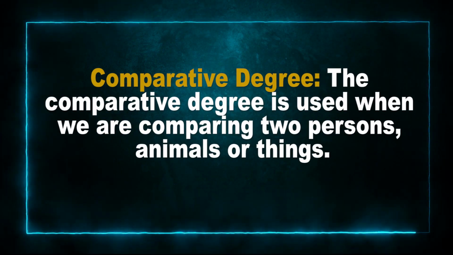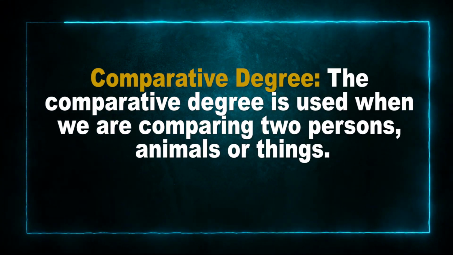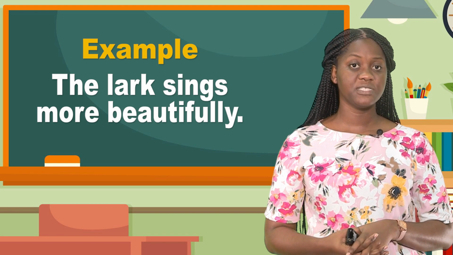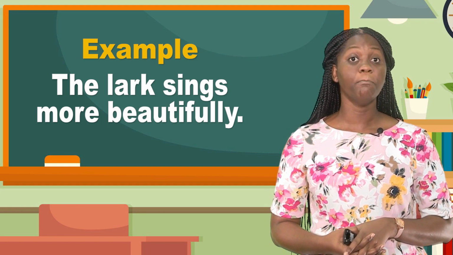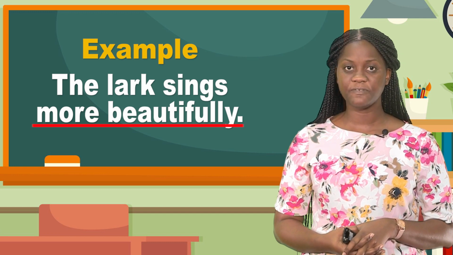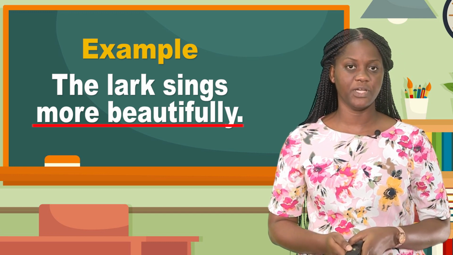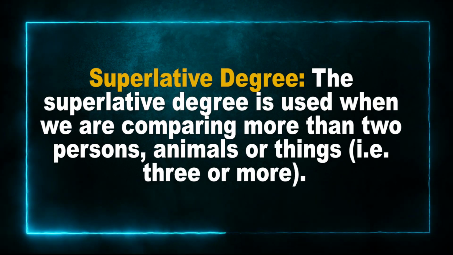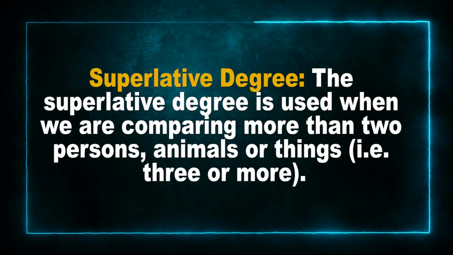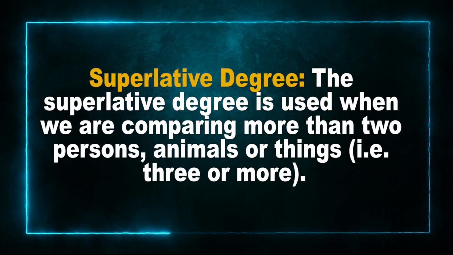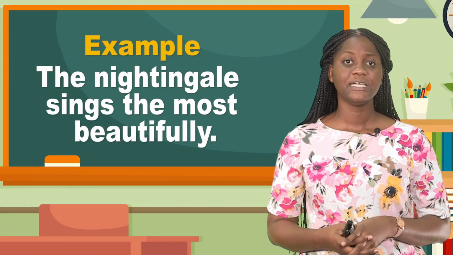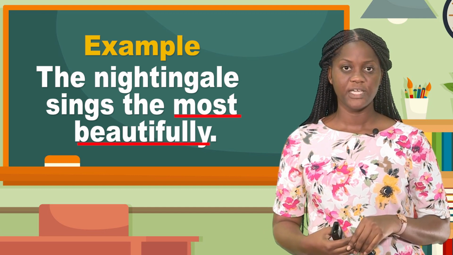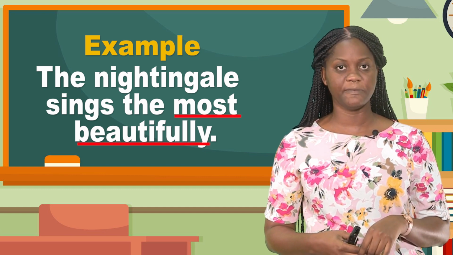Further, the comparative degree is used when we are comparing 2 persons, animals, or things. For example, if we say, the lark sings more beautifully, more beautifully is the comparative degree. The superlative degree is used when we are comparing more than 2 persons, animals, or things. That is, 3 or more. So if we say, the nightingale sings the most beautifully, most beautifully is the adverb in its superlative form.